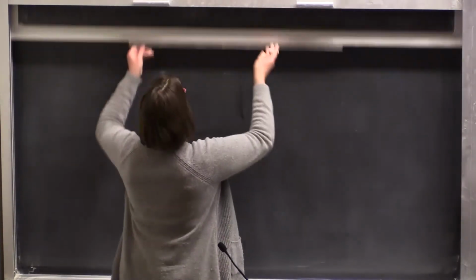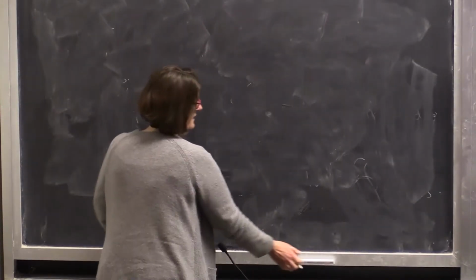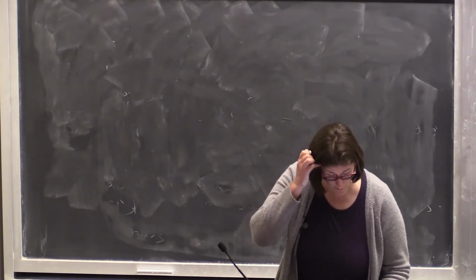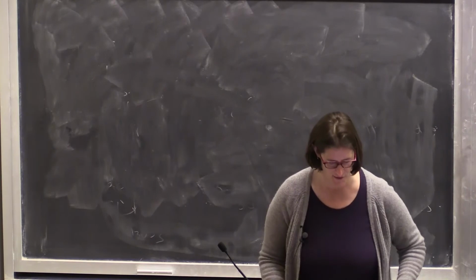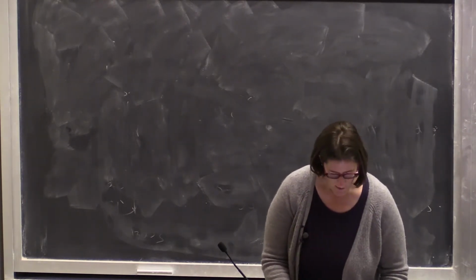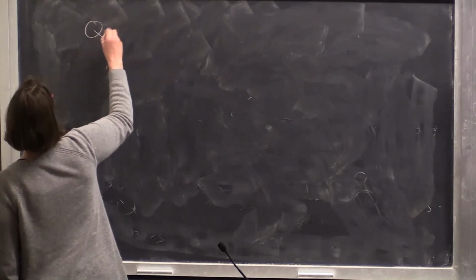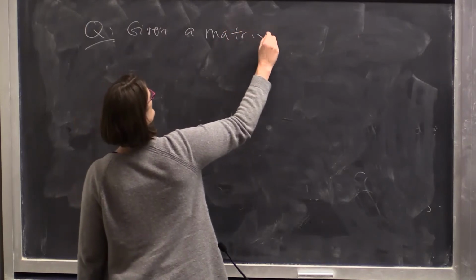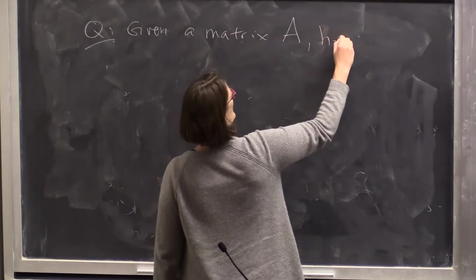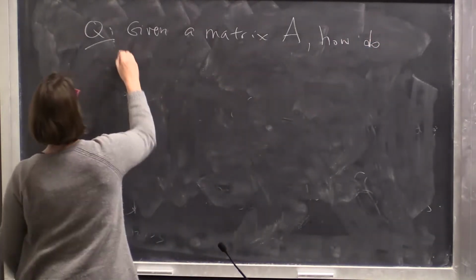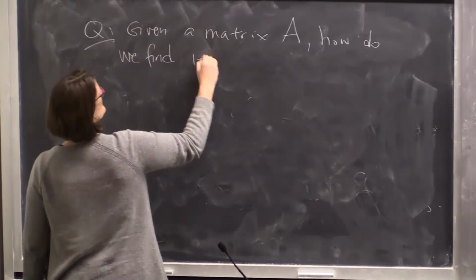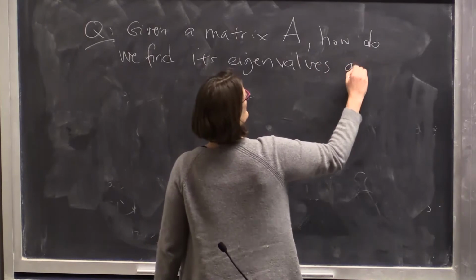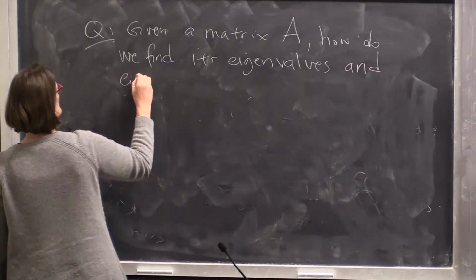In Tuesday's lecture, we did some examples of specific matrices and their eigenvectors and eigenvalues, but we didn't really talk about how to find eigenvalues and eigenvectors given a matrix. So the question was, given a square matrix A, how do we find its eigenvalues and eigenvectors?